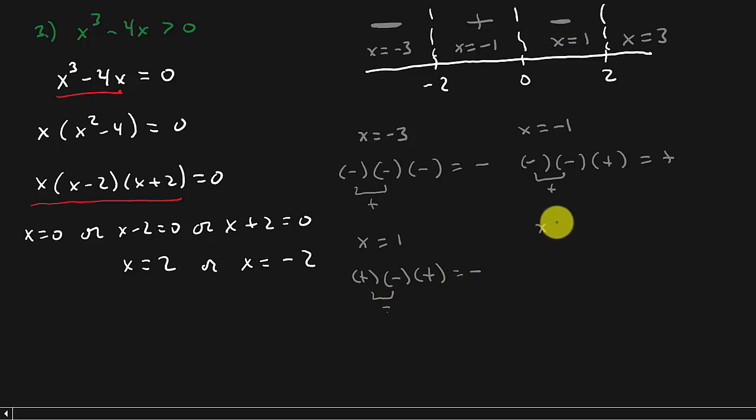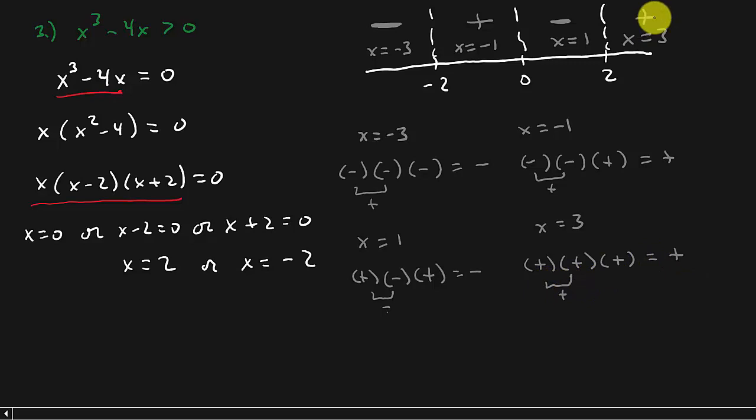And then we've got x equals 3. So plug the 3 in, that's going to be positive. 3 minus 2 is 1, that's positive. 3 plus 2 is 5, that's positive. Positive times a positive is positive. So all of these are positive.